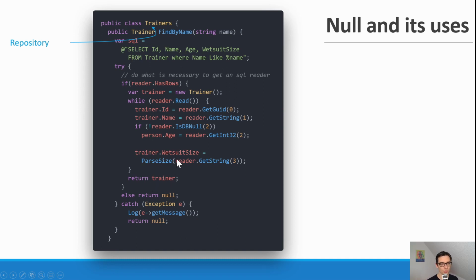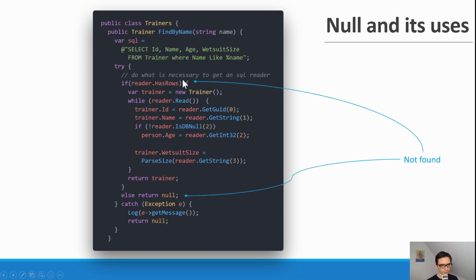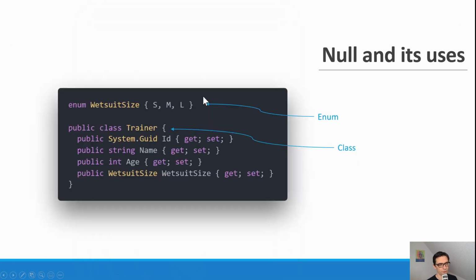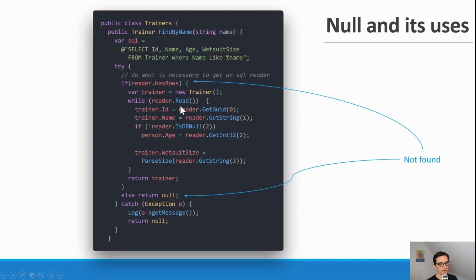So where are we going to use null in these cases? The first one is we use null if we haven't found a trainer. If the reader does not have any rows, so we didn't find anything in our SQL query, we return null. So we return null if we don't find a value. But we also use null for late initialization. If we go back to the first slide, we see that all these are public getters and setters. So if we create a trainer in here, all the fields are initialized with null, and just later on, we use late initialization to actually fill those fields of the trainer.